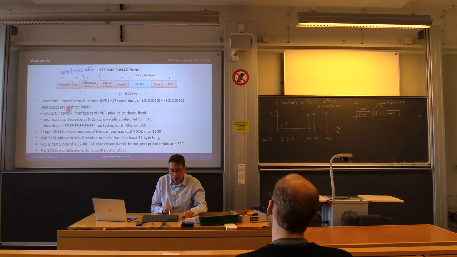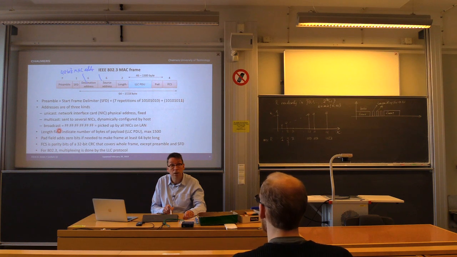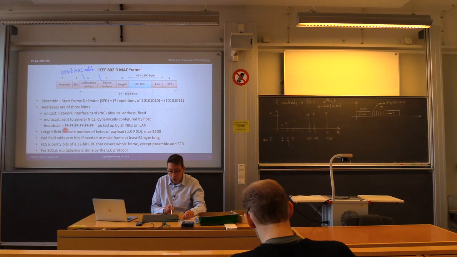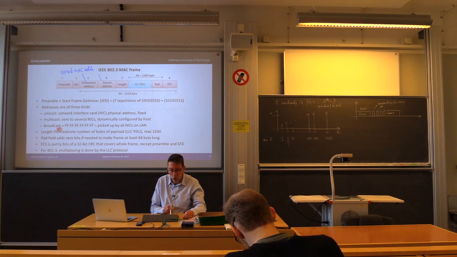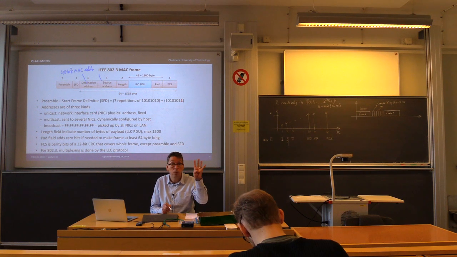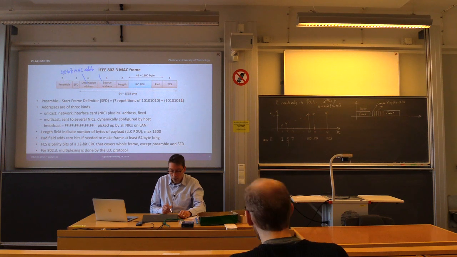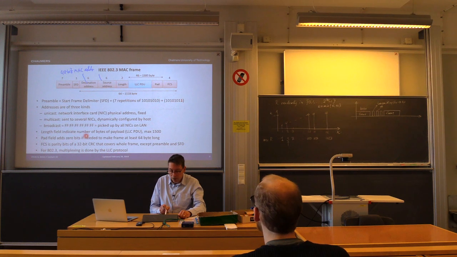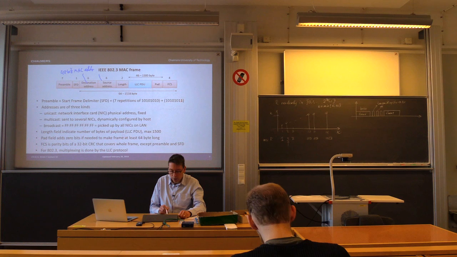Addresses here could be of 3 kinds: unicast, multicast, or broadcast. We need broadcast, if you remember, for making ARP work, this address resolution protocol. It's also used for other purposes. And the broadcast address, this is in hexadecimal, so it's the all-ones address. F is 1111, 4 ones, right? Length field here, number of bytes of the payload.